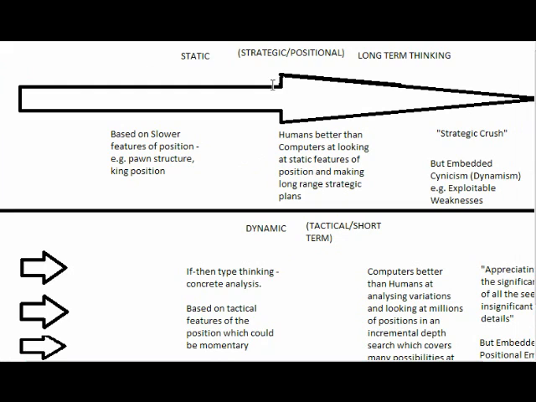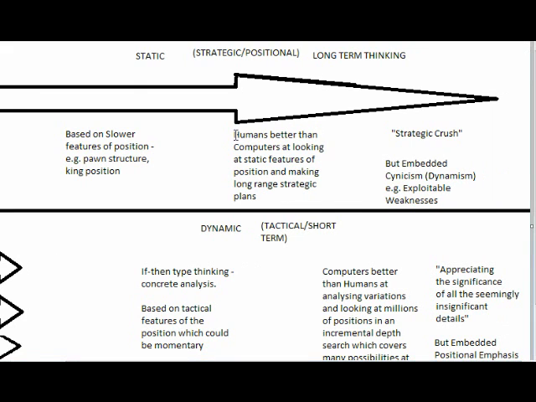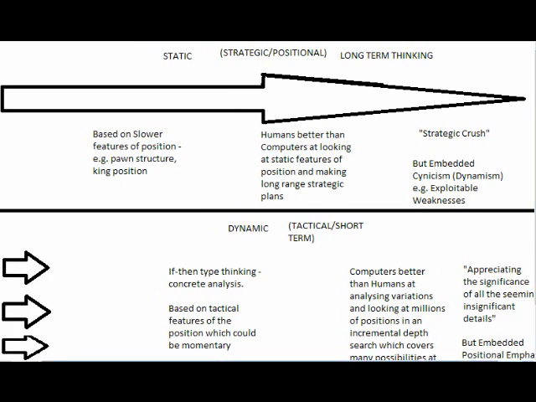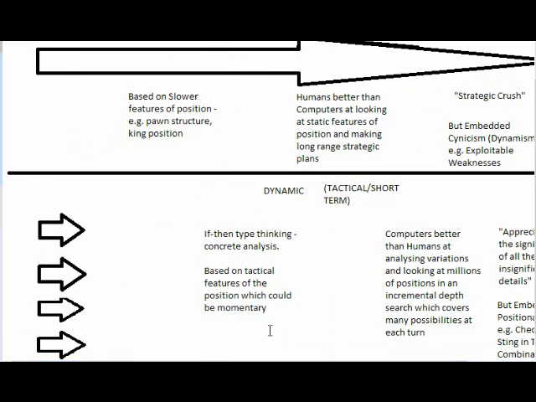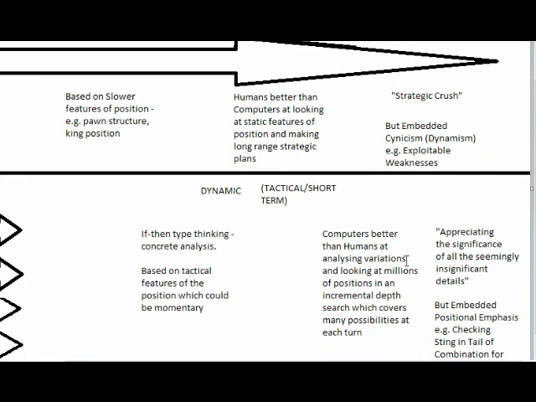There's kind of long arrows, so there might be many moves ahead implied, looking deep into endings, even from an opening. So I argued humans were better than computers at looking at the static, the slower features of the position, and this idea of strategic crush. But tactically, you can also crush people if you find fantastic tactical resources.